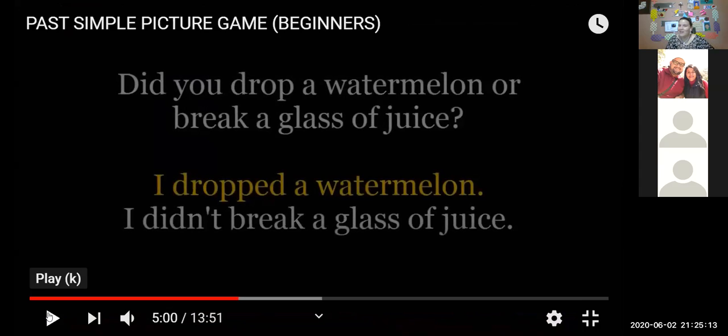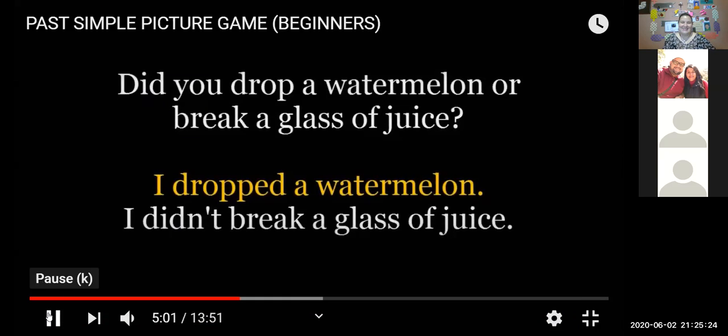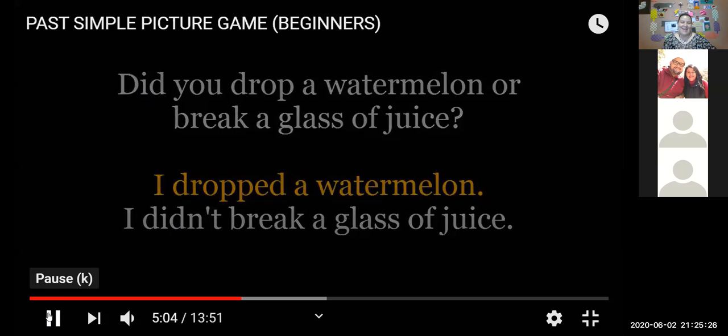I dropped a watermelon. I didn't break a glass of juice. Yeah, it was that color, like watermelon somehow. Okay, it's okay. It's just a game. Yeah, it's funny. I'm happy you like it.